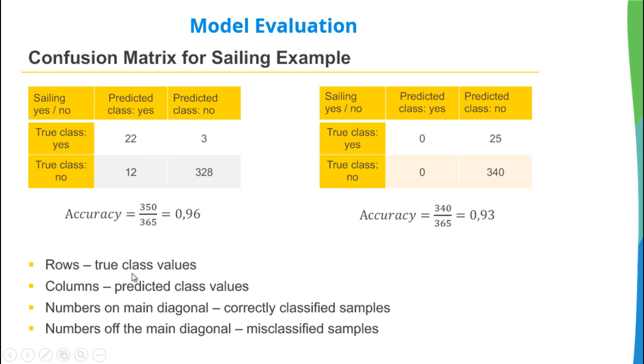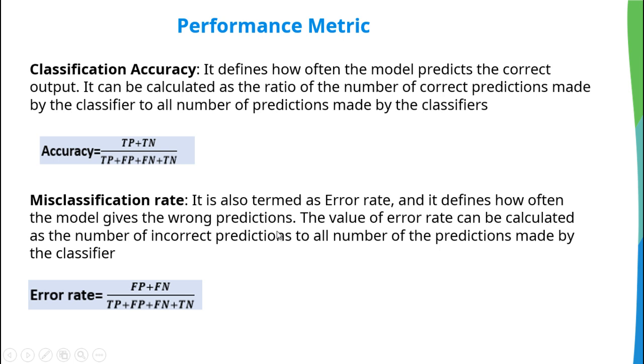So we have two class values, predicted class values. The number on the main diagonal is correctly classified samples, and the number off the main diagonal is misclassified samples. So these are called misclassified, and these are correctly classified, right? Take note of that. All right, so we have performance metrics.